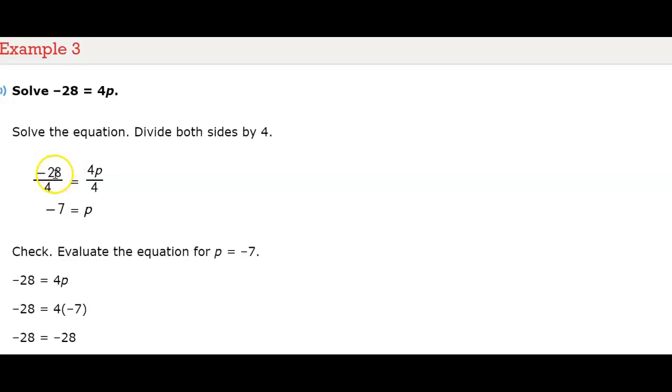So then negative 28 divided by 4 is equal to negative 7. And on this side, 4 divided by 4 is equal to 1, so we have 1p. We can check it to see if what we have is correct. We take the p and substitute the value of negative 7. Then 4 times negative 7 is negative 28, which is exactly what they had it equal to. So we are correct.